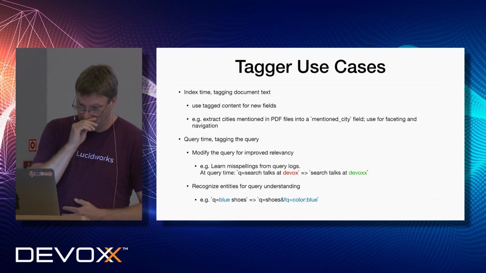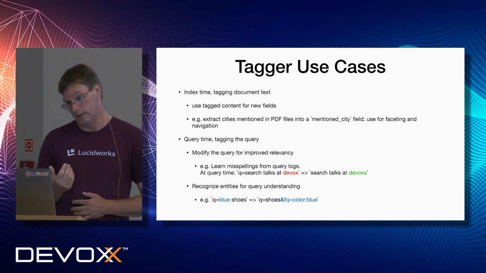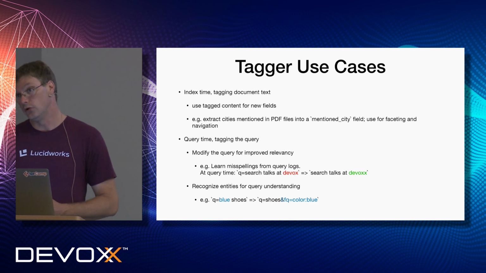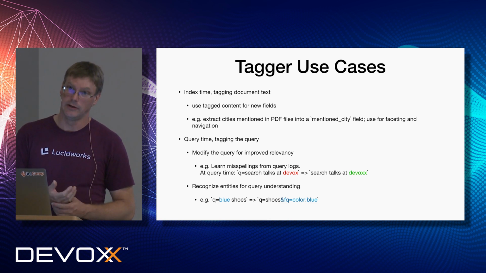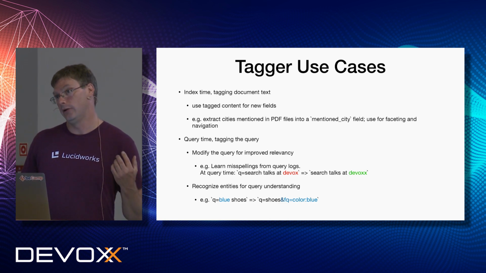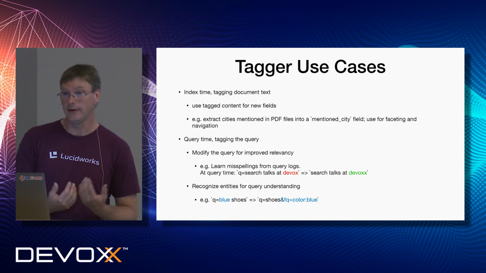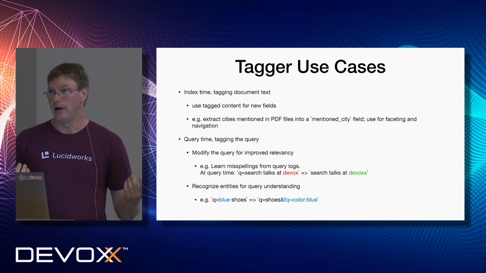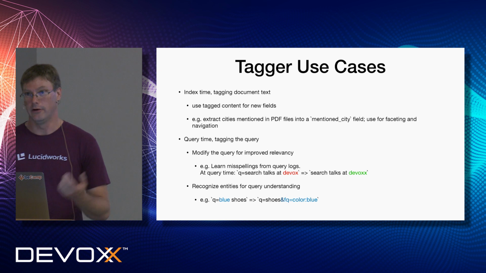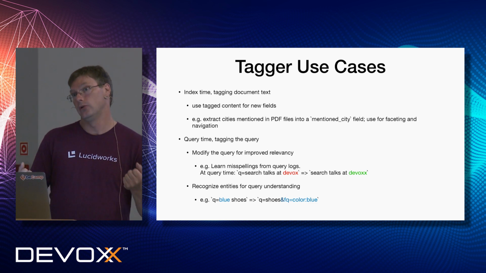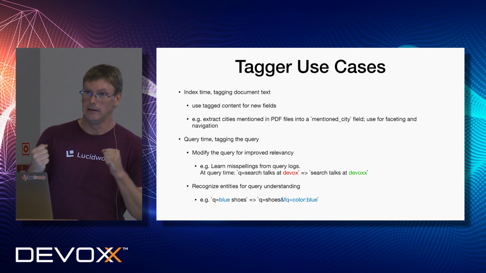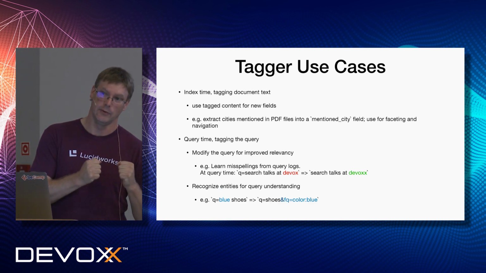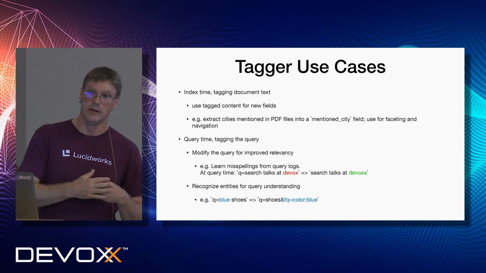Tagger use cases. So what would you use this thing for? At index time, you may pass your text of the incoming documents through the tagger and grab all of the known things. So if you've got, say, a pile of PDF files that you're indexing and there's city names mentioned in there, you could tag those cities, and then during the indexing pipeline, you grab the cities that were tagged and extract them into another field.